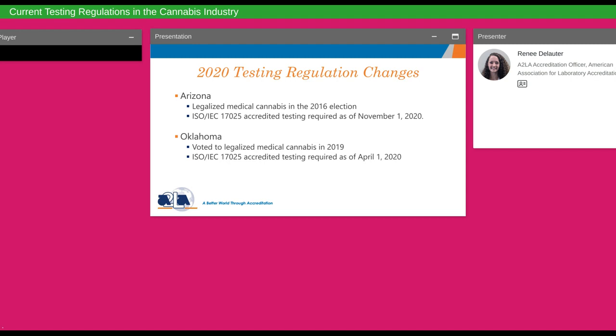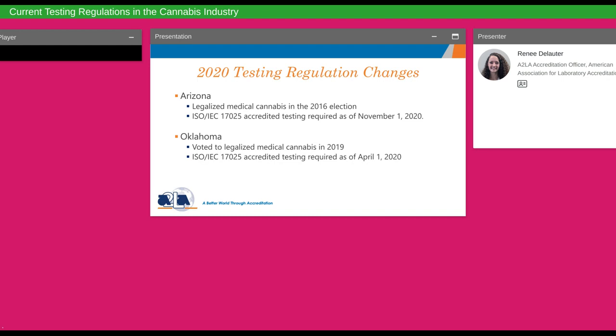I want to point out that in 2020, both Arizona and Oklahoma went from not requiring ISO IEC 17025 accreditation to requiring it. I want to expand on why testing is now required. Many states, including both Arizona and Oklahoma, legalized medical cannabis and didn't exactly know where to go from there. In Oklahoma, they legalized medical cannabis in 2018, but did not have any specific requirements in place for this. They later realized they needed to add specific testing requirements like heavy metals, microbials, mycotoxins, THC potency, and a few others, along with requiring ISO IEC 17025 accreditation.